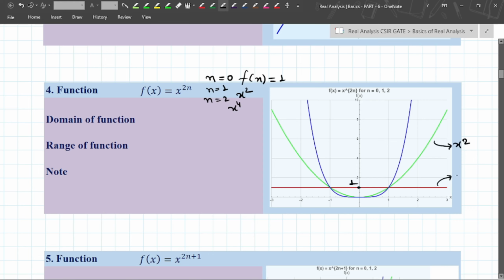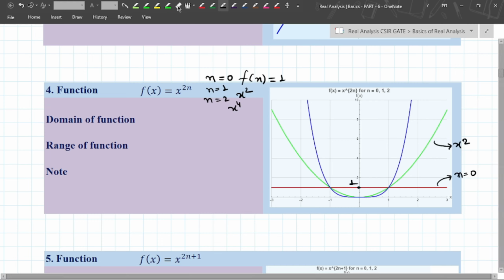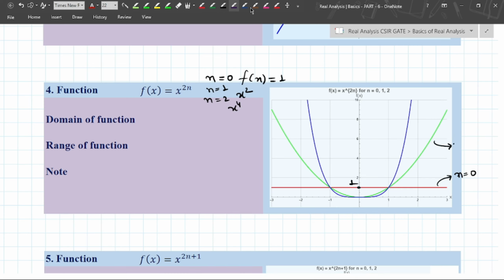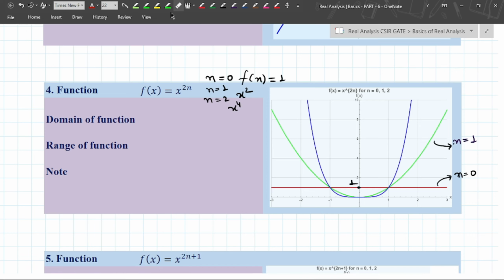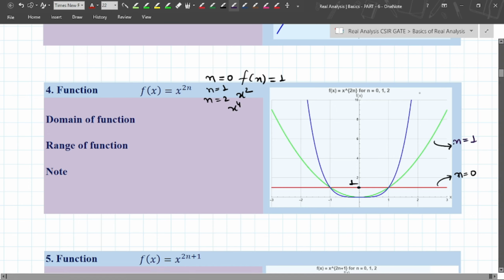Okay, this is what I get whenever I put n equals 0. And here it is n equals 1, and this is n equals 2. You can see by increasing the value of n, it will get narrow. It will get narrow from here too.